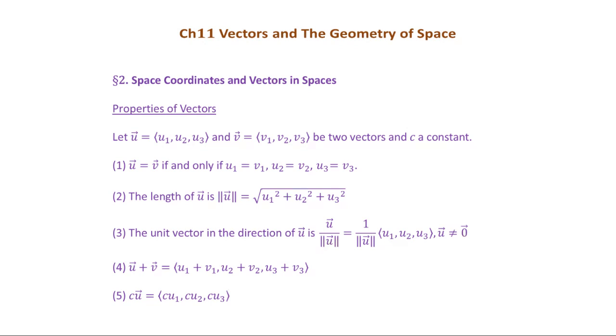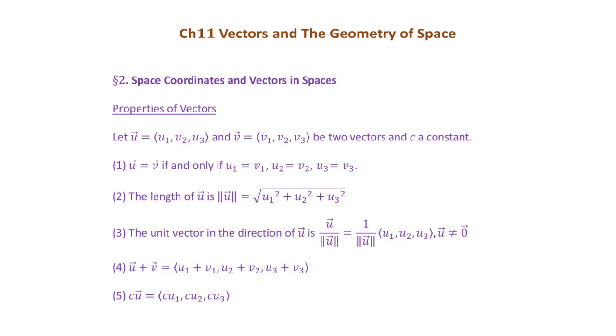Okay, so we have a bunch of properties for the vectors, like in the two-dimensional case. These are just very parallel with the two-dimensional case. So suppose we got two vectors u and v with components u1, u2, u3 for u, and v1, v2, v3 for v. Let's say c is a constant or a number. It doesn't have to always be a constant, but a number, a scalar. It's not a vector.